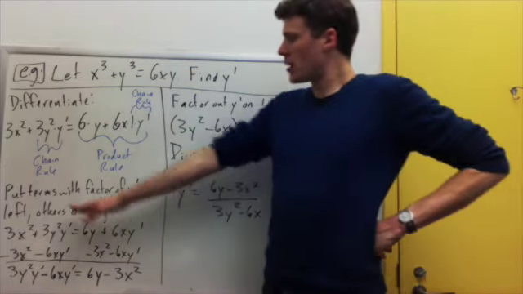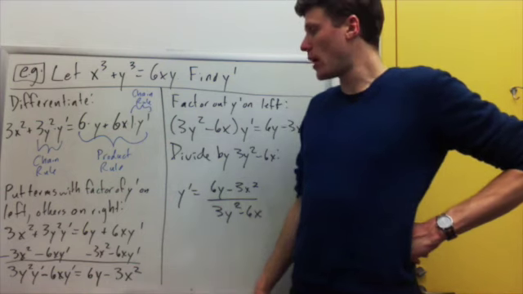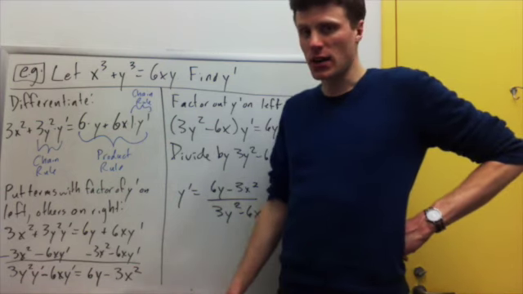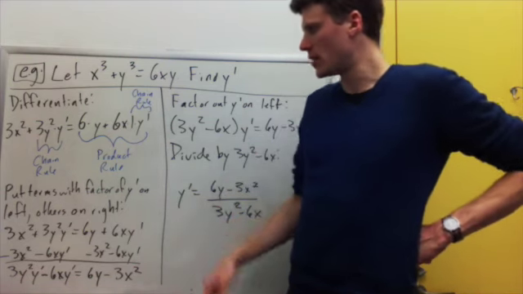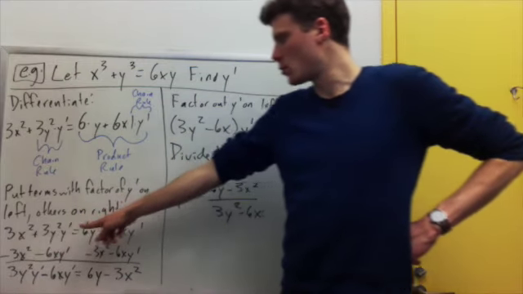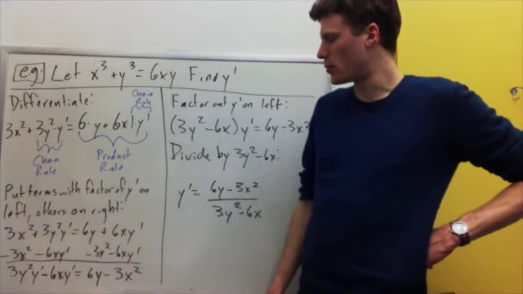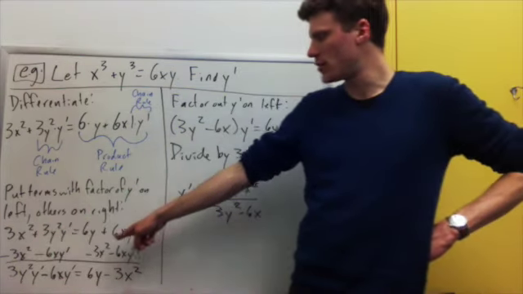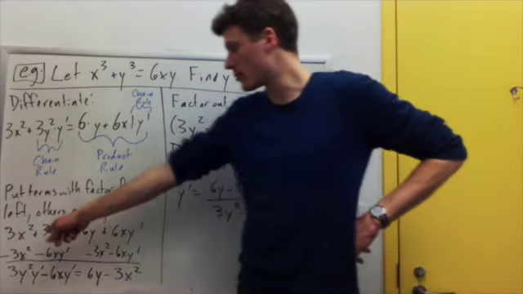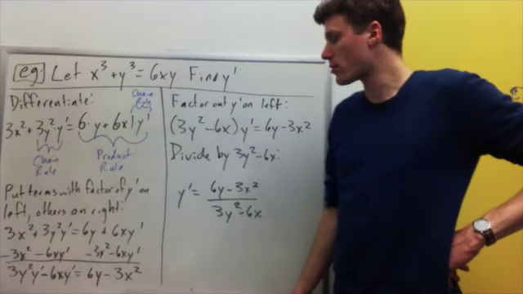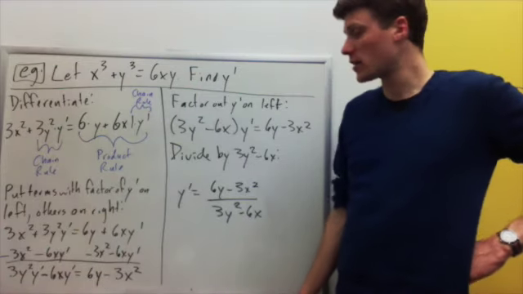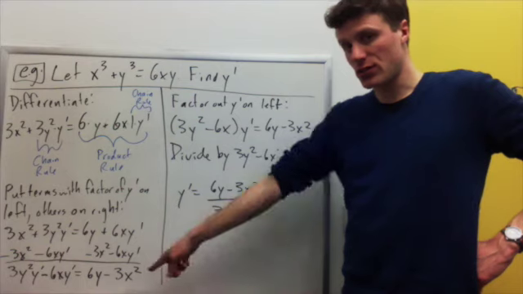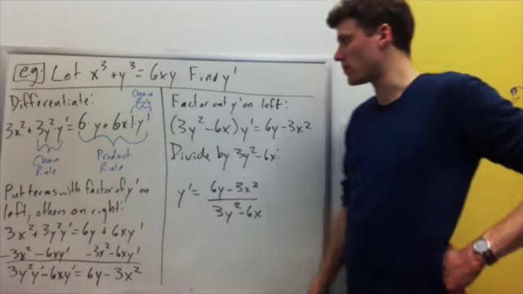Great. So now I'm going to put the terms with a factor of y prime on the left and anything that does not involve a y prime over to the right. So I've got 3x squared plus 3y squared y prime equal to 6y plus 6xy prime. That means I have to subtract 3x squared from both sides and subtract 6xy prime from both sides, which leaves me with 3y squared y prime minus 6xy prime equal to 6y minus 3x squared.